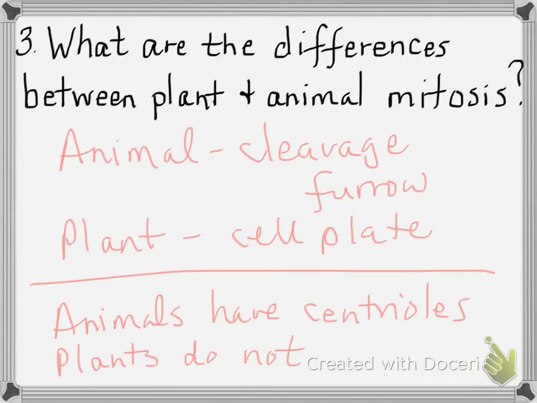Okay, the difference between plants and animals on mitosis, I came up with these two things. This was my first difference right here, and this was my second difference. I figured out that animals use a cleavage furrow to do their cytokinesis, but that plants don't. Plants use a cell plate. You guys know that, right? Okay. And then I just restated what we just mentioned before, that animals have centrioles and plants do not.